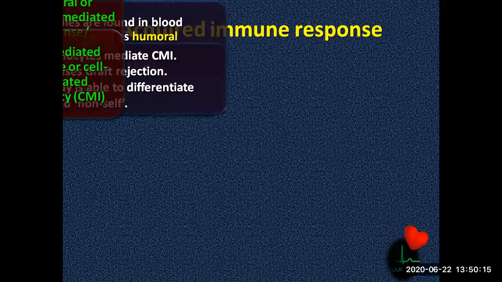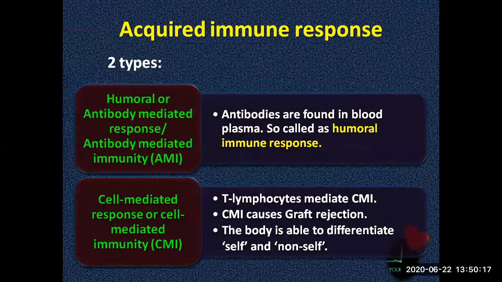Acquired immune responses are of 2 types, humoral and cell mediated. Antibody mediated response, we say humoral response. The response done by T cytotoxic cells, we say cell mediated immunity. Antibodies are found in blood plasma, so we call it the humoral immune response. Humor means body fluid. T lymphocytes, T cytotoxic cells, mediate cell mediated immunity.